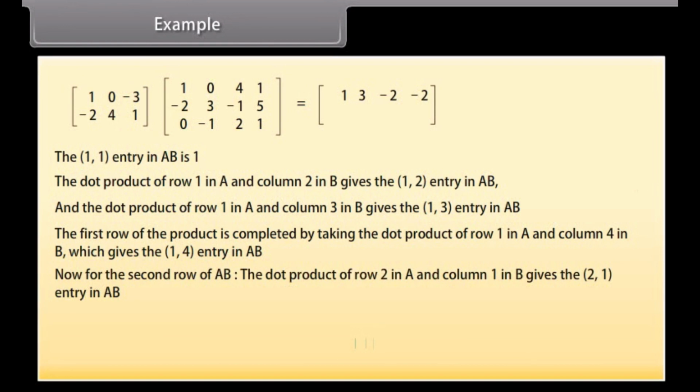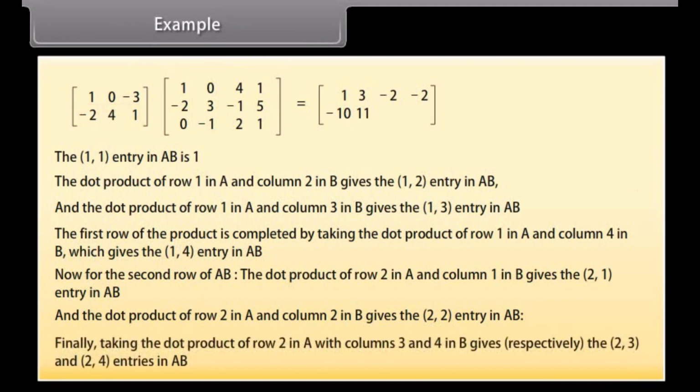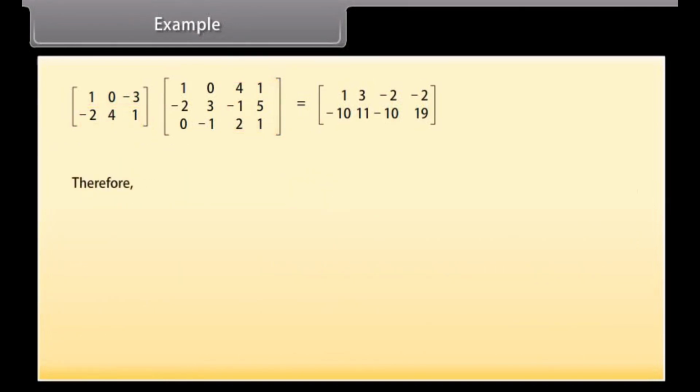Now for the second row of AB, the dot product of row 2 in A and column 1 in B gives the 2, 1 entry in AB. And the dot product of row 2 in A and column 2 in B gives the 2, 2 entry in AB. Finally, taking the dot product of row 2 in A with columns 3 and 4 in B gives respectively the 2, 3 and 2, 4 entries in AB. Therefore, AB can be written row-wise as: first row 1, 3, -2, -2; second row -10, 11, -10, 19.